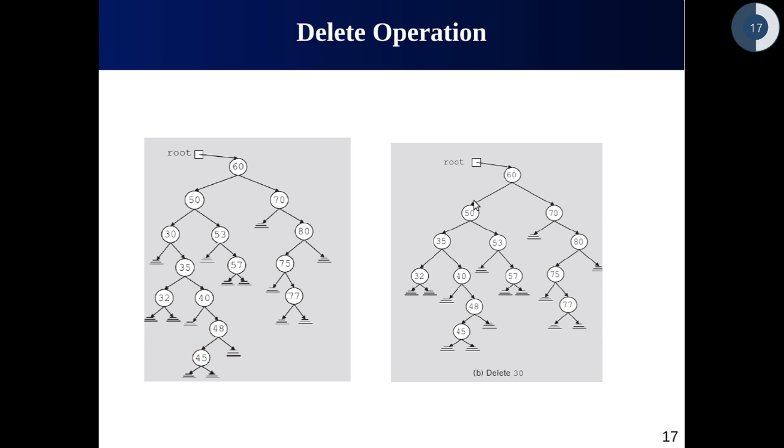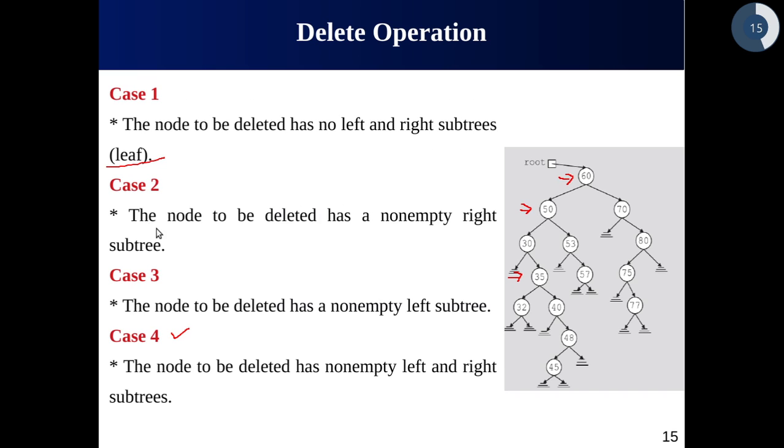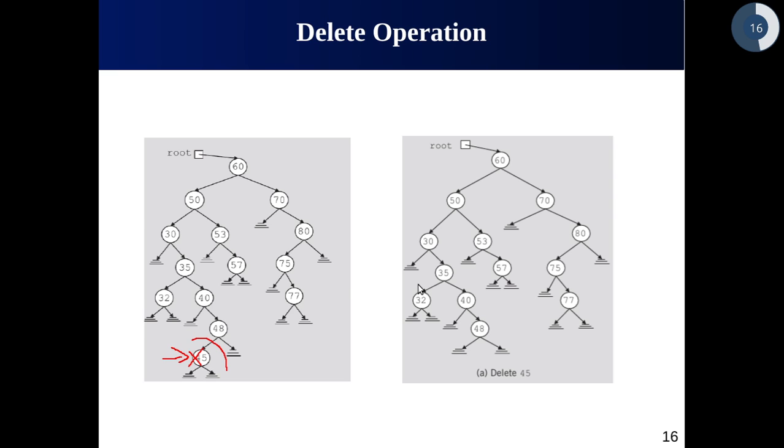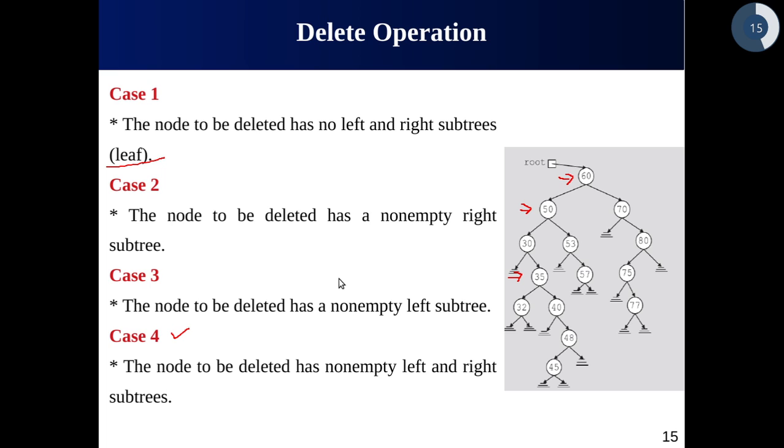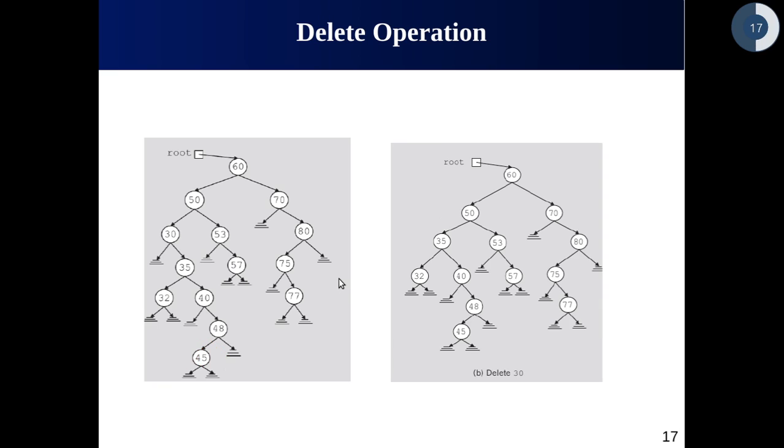Example of the second case. Remember, in the second case, we want to delete a node that has a non-empty right subtree. It means that in case number 2, the given node that we want to delete must have one child or one subtree, and that is the left subtree. Sorry, the right subtree. So this is our case number 2.